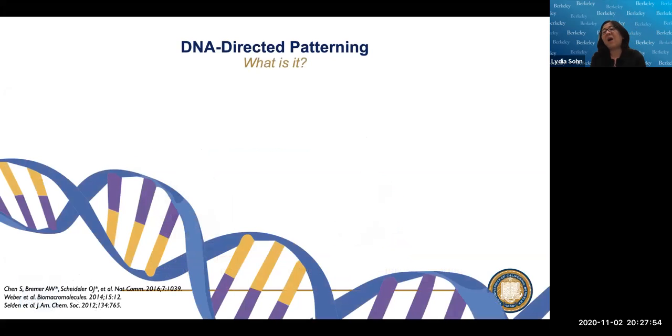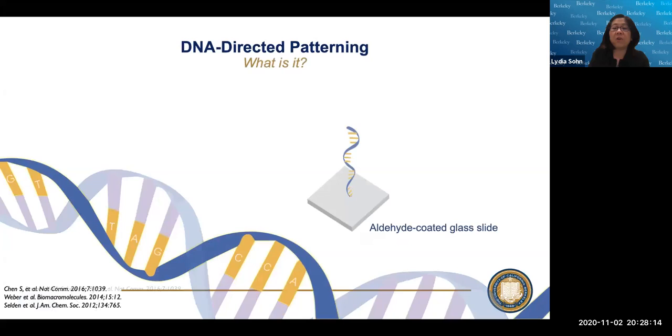Before I get into high-throughput DNA-directed patterning, I first have to tell you what DNA-directed patterning is. This is a really neat technology that was developed by Dave Schaffer and Zev Gartner, in which you can pattern cells using DNA hybridization. How does that work? Essentially, you have an aldehyde-coated glass slide, and you can conjugate a single-stranded DNA oligo onto the surface of this glass slide through reductive amination.